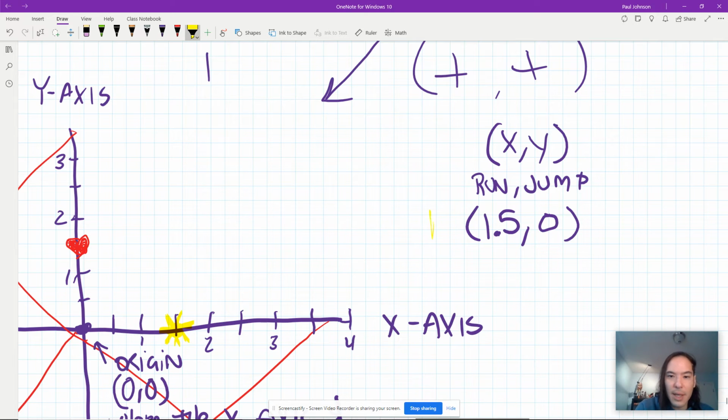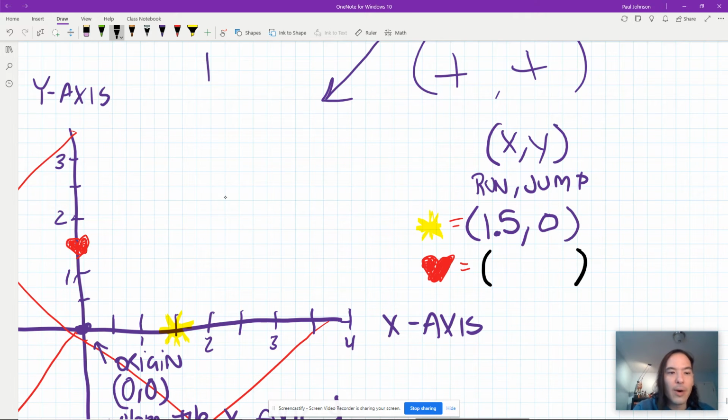So the sun is at point 1.5, 0. All right. Now the heart is not on the x-axis. So let's find out where the heart is as far as points go.